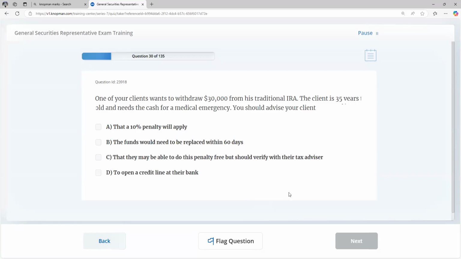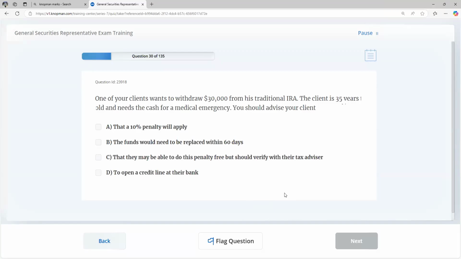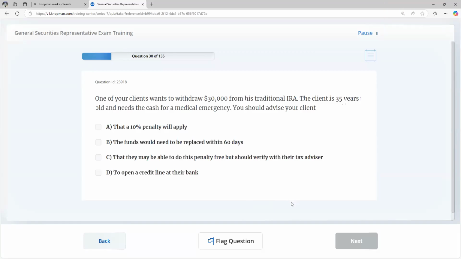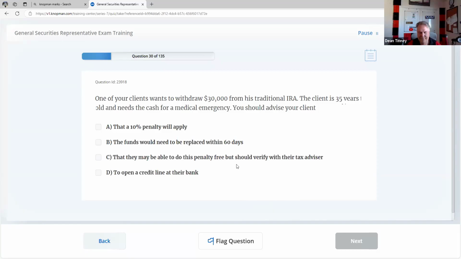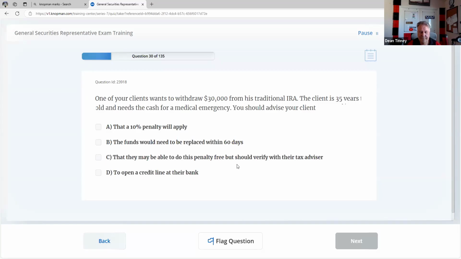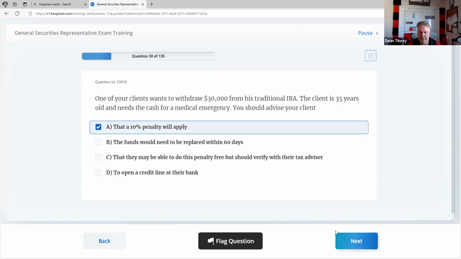Okay, I know it's not open a line of credit, and I'm with you. I don't think it's going to need to be replaced in 60 days. Particularly if he's having a medical emergency. Yeah, you better be off your deathbed in 60 days. I think it's either he's going to get taxed to take it out, or he's going to be able to do it penalty free. But I don't know what the medical emergency is. And who's to say that you're not going to have multiple medical emergencies? This is hard. We'll flag it. What are you going to go for? Your 10% or your penalty free? I'm going to go 10%. Okay, I'm going to go penalty free, and we'll see what happens.